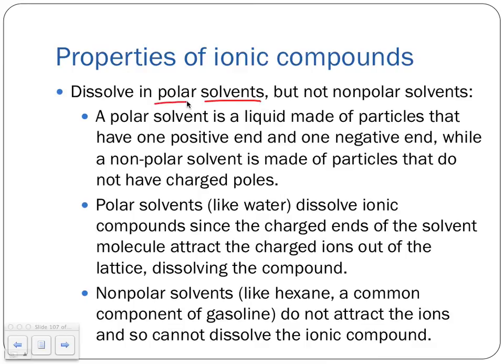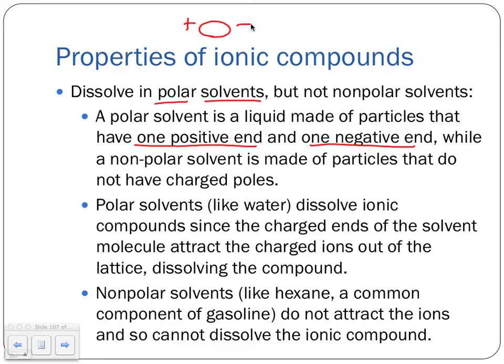Polar solvents, the word polar deals with the word pole, but a polar solvent is a liquid made of particles that have one positive end and one negative end. And so we have a particle here that has a positive end and a negative end. Since one end is positive and the other end is negative, we call it polar because it has one pole on one end and one pole on the other. Polar solvents, water is a good example.